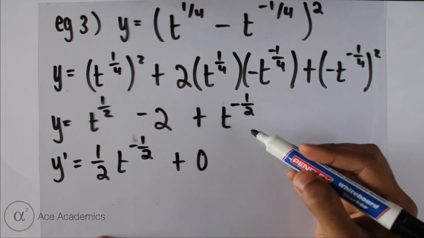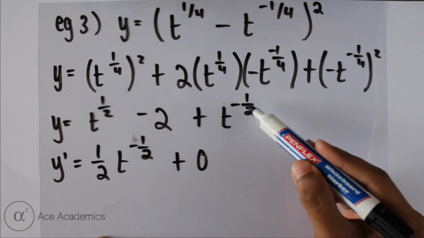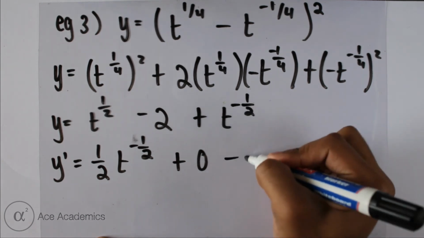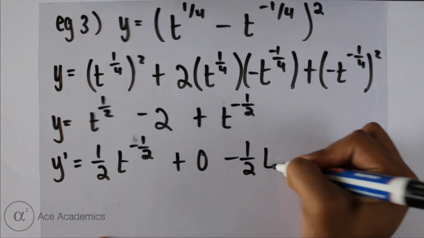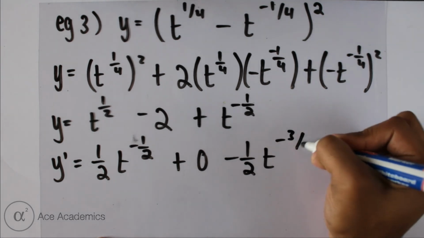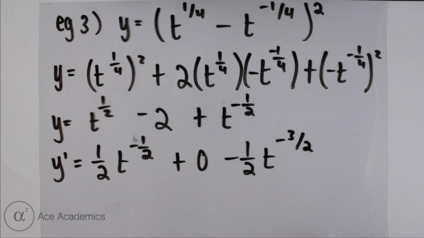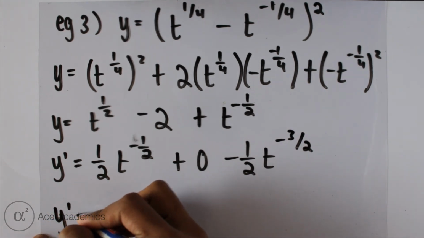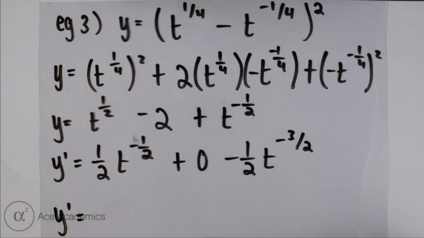And for the derivative of the third term, we're going to take negative a half and multiply it by the coefficient of 1, so we're left with negative a half, and we're going to subtract 1 from the exponent, so we're left with negative 3 over 2. Now the final step is just neatening up by making sure all of our exponents are positive and they are not fractions.